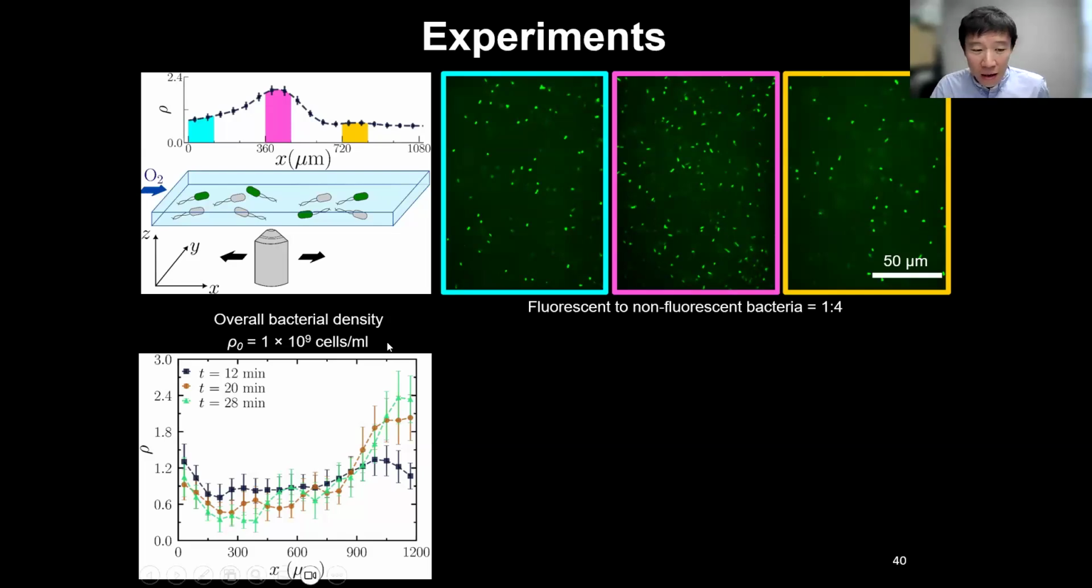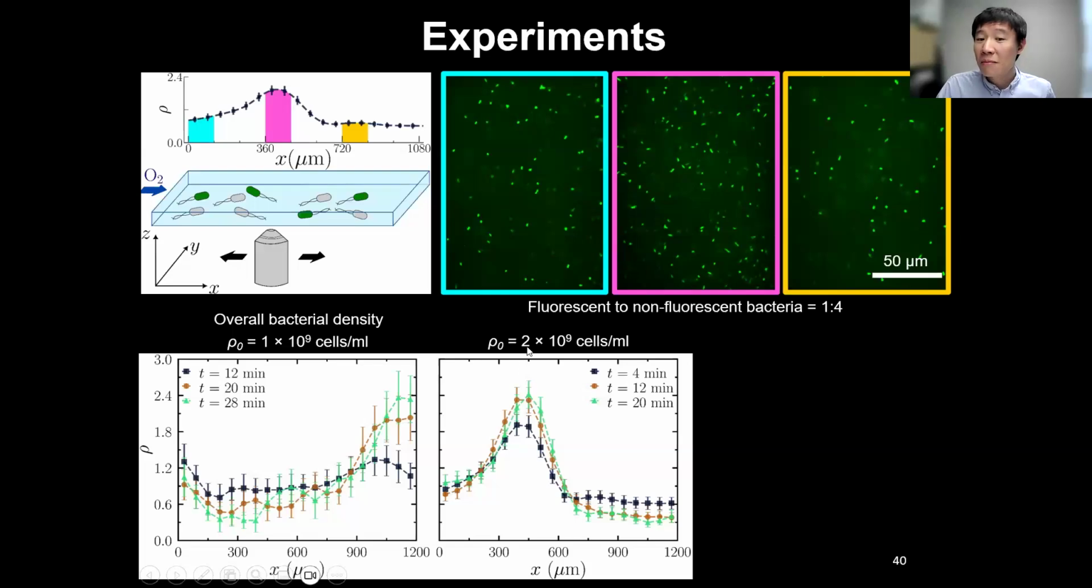average bacterial density. When the average bacterial density is 1 times 10 to the 9 cells per milliliter, you can see bacteria start to form a band at an early time. You can see a small peak here. But as time goes on, this peak starts migrating away from the interface at x equals 0. So it seems that for this concentration, bacteria hate oxygen. They want to migrate away from oxygen.